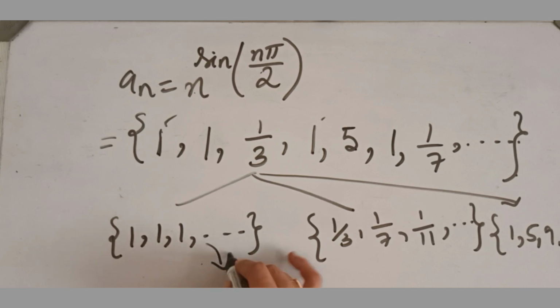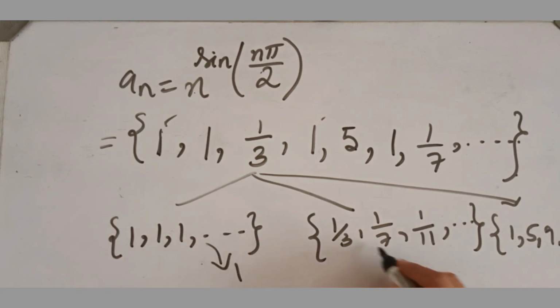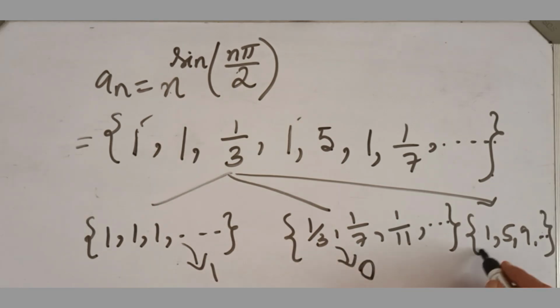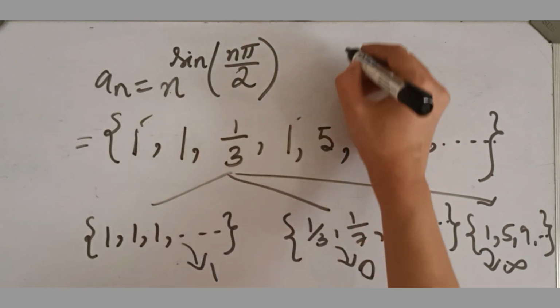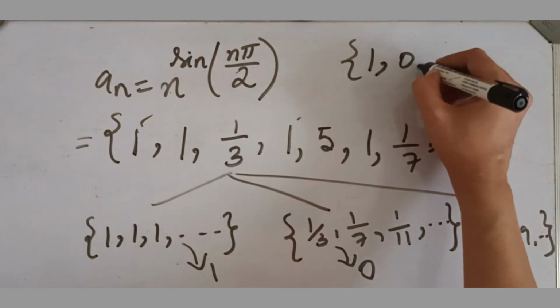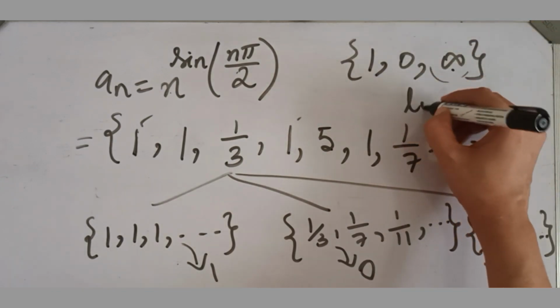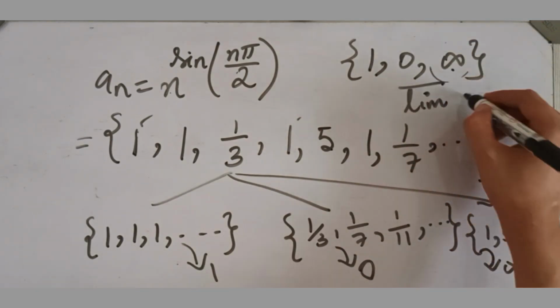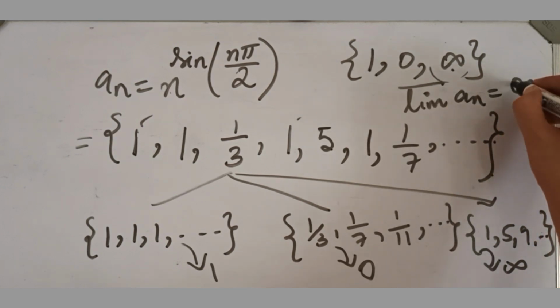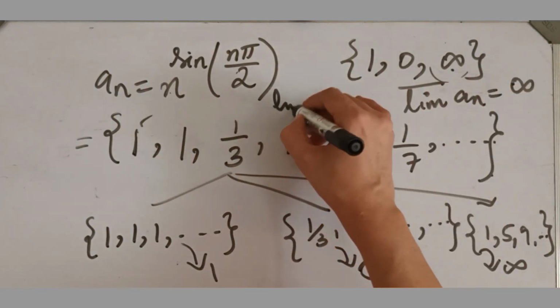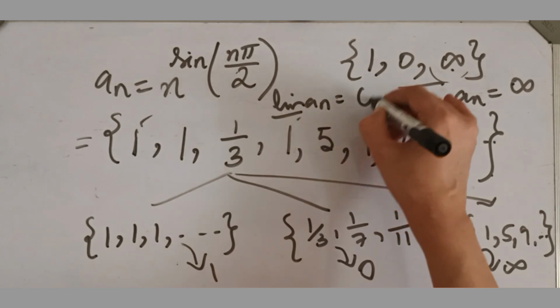As n tends to infinity, the first sequence tends to 1. The second sequence tends to 0. The third sequence, 1, 5, 9, 13 and so on, tends to infinity. Therefore, the subsequential limits are 1, 0, infinity, and the maximum among these is infinity. Therefore, limit supremum of this sequence equals infinity and limit infimum of this sequence equals 0.